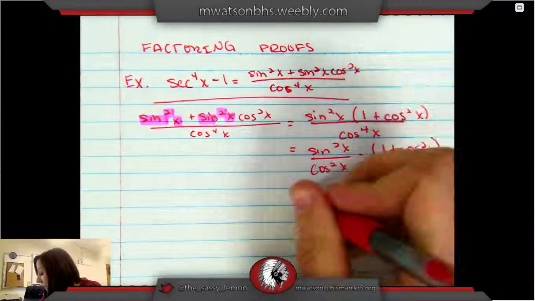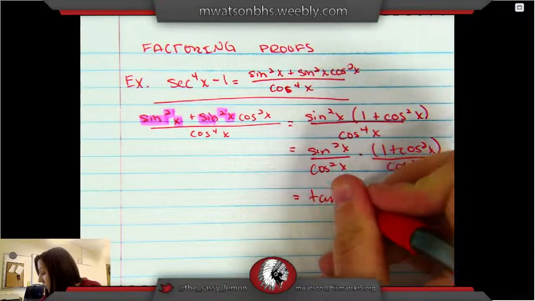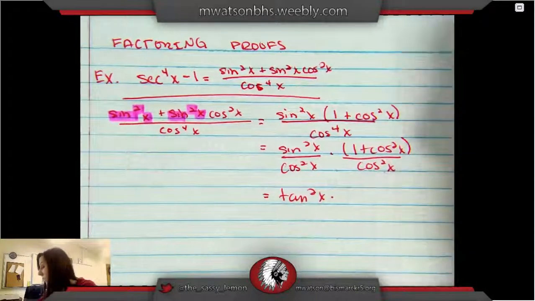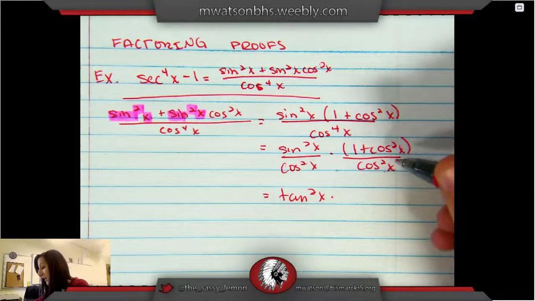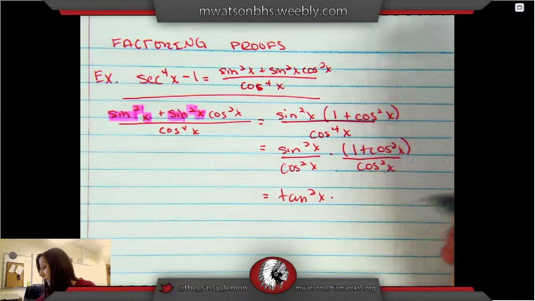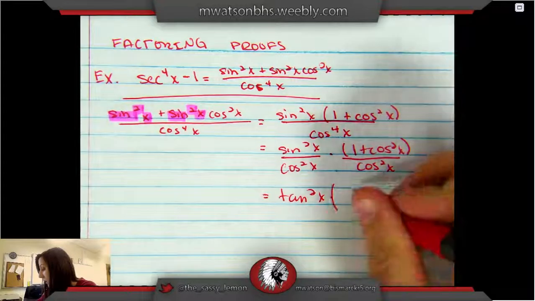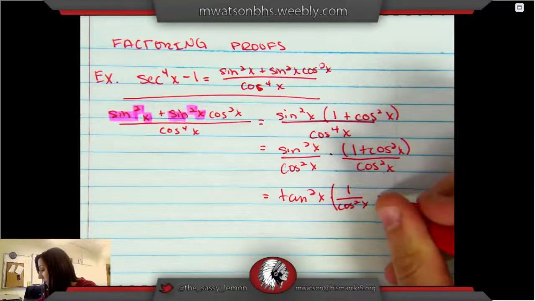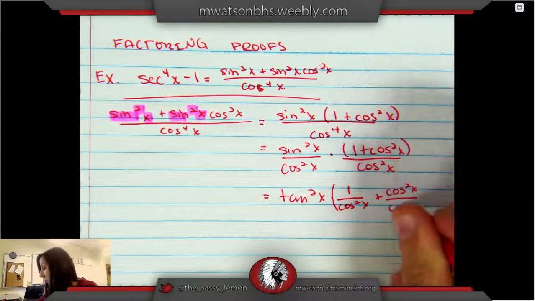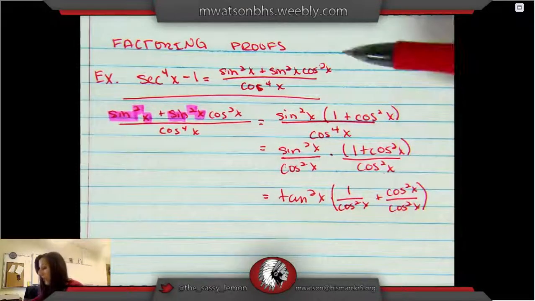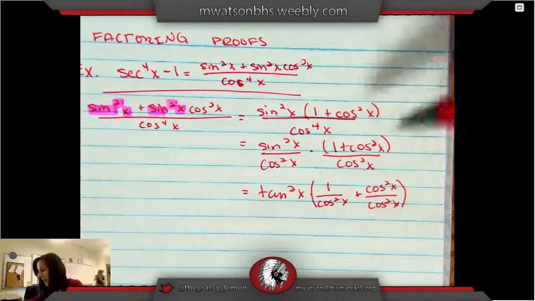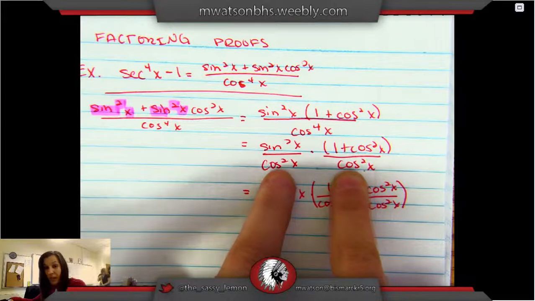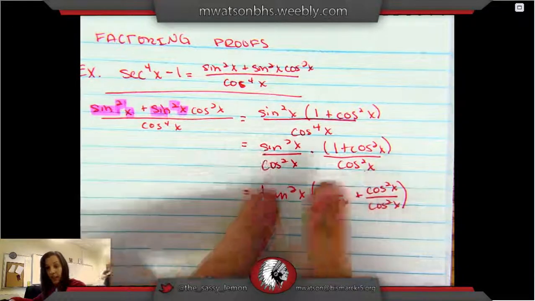So what that gives me is tangent squared x times, and I did that using my quotient rule. And over here, I'm actually going to write this as two separate pieces. So I'm going to do 1 over cosine squared x plus cosine squared x over cosine squared x. So just to reiterate what I did, up here I broke this apart because it was multiplication. I broke the denominator apart, but I didn't have to. I just did it like this so that I could get a tangent over here.